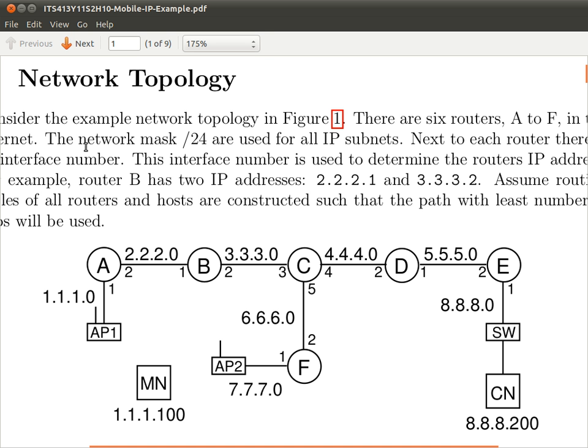UDP has some port numbers, and the registration request has some information we need for mobile IP. We need to tell the foreign agent where our home is, so that the foreign agent can forward the request onto the home agent. So some information in our registration request. What is our home address?